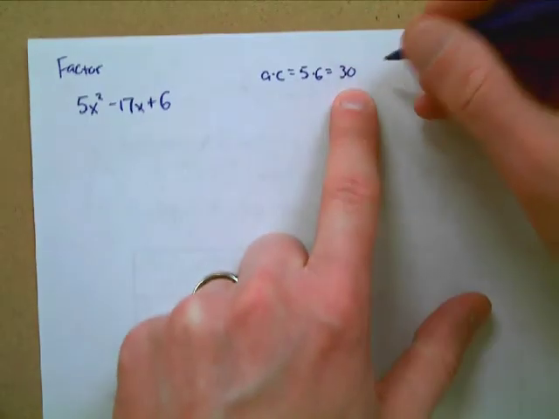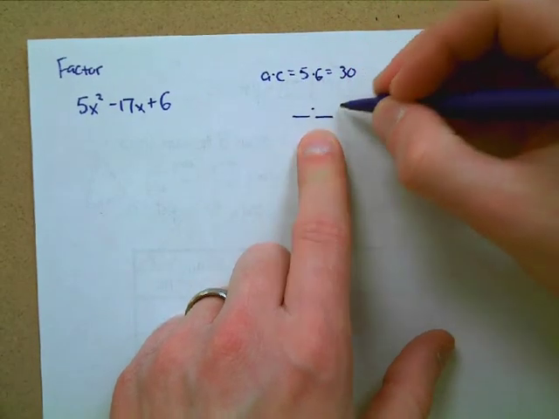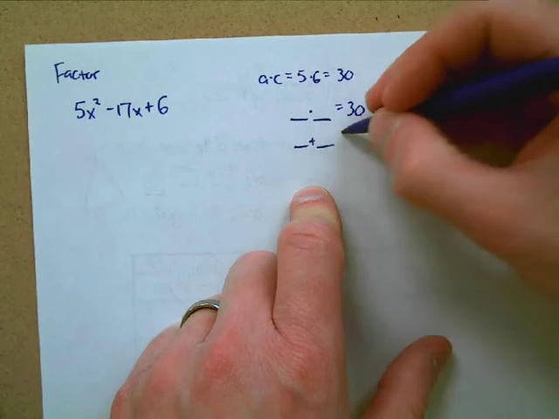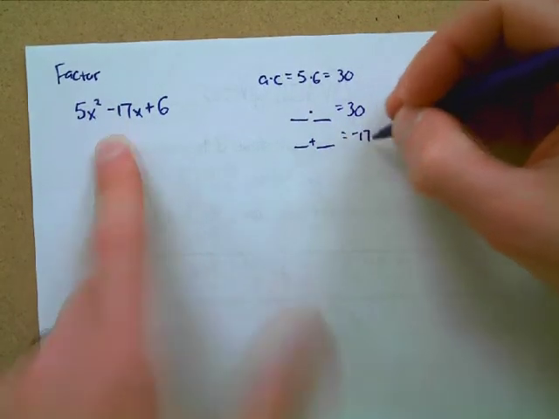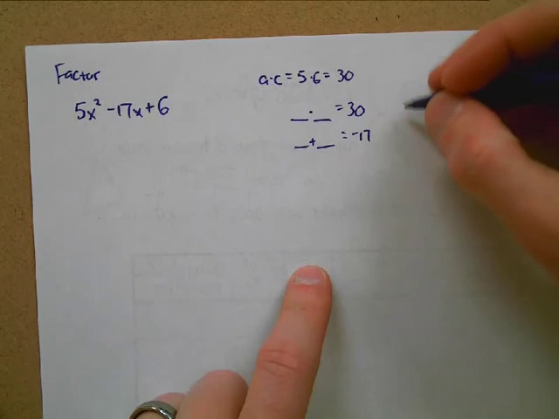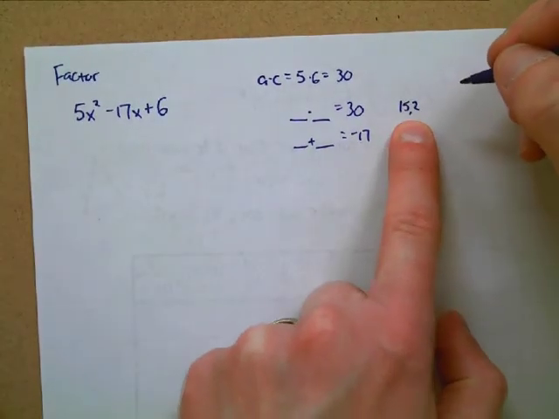So we want 2 numbers that multiply to 30, but then they also need to add to make that -17 there. So let's see here. What are 2 numbers that multiply to make 30? 15 and 2. They multiply to 30. Do they add to make -17?